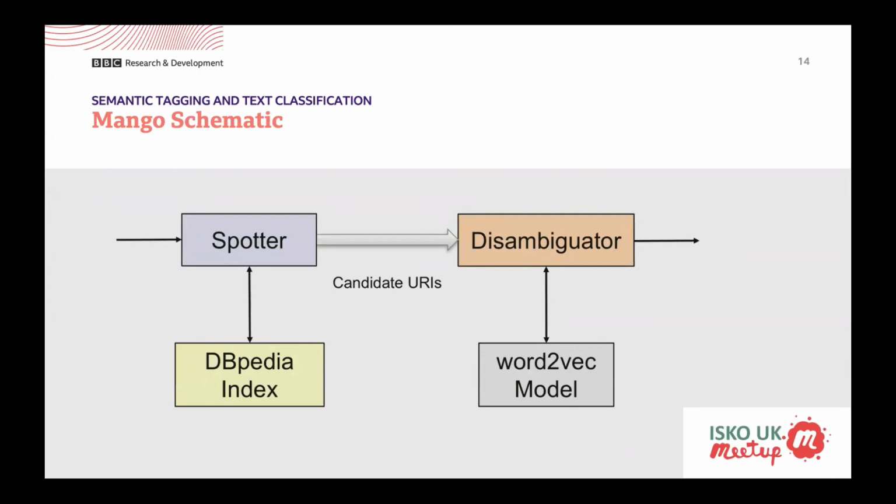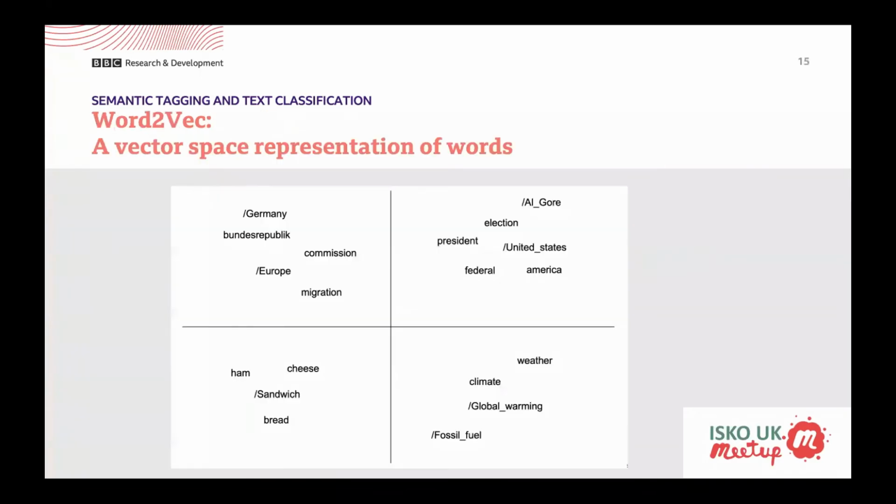So this is the schematic diagram for Mango, and you can see the spotter on the left, which is using the index derived from DBpedia. And it presents a set of candidate URIs for each surface form to the disambiguator. And the disambiguator uses something called word2vec. And if you've not come across this before, word2vec is a vector space representation of words.